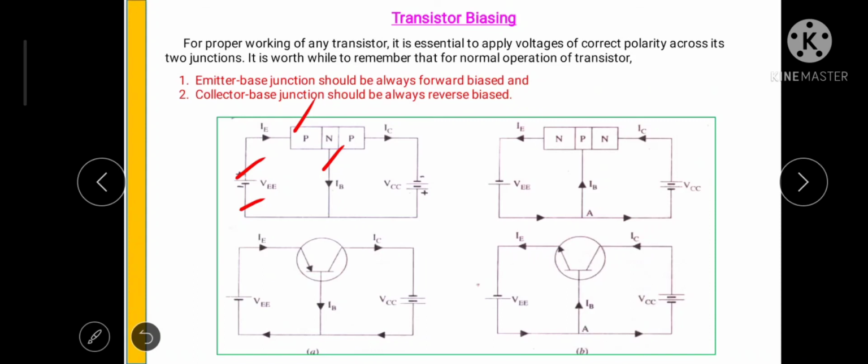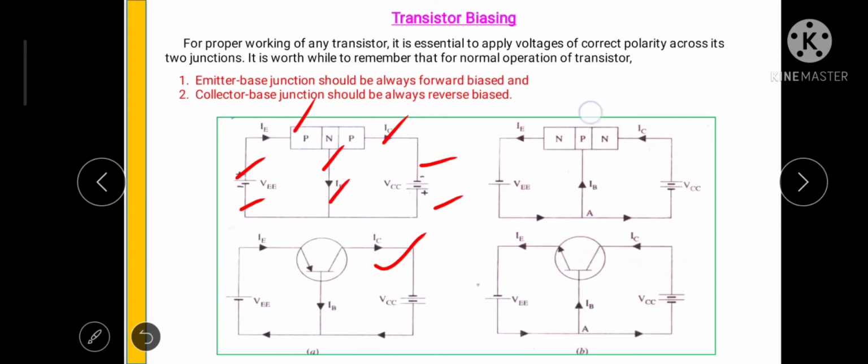According to the second rule, the collector is P type and the base is N type. As per the rule, this collector to base junction should be reverse biased. So the P type collector is connected to the negative and the N type base is connected to the positive of the external battery. The figure below indicates the same circuit with the symbol of the transistor.